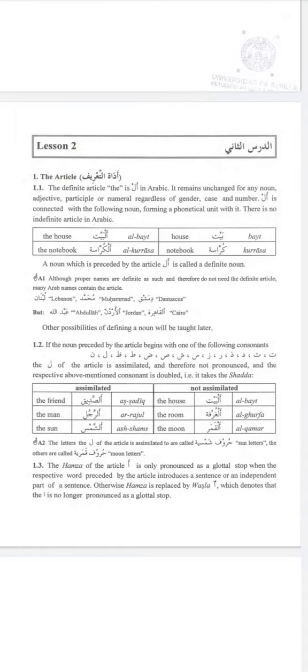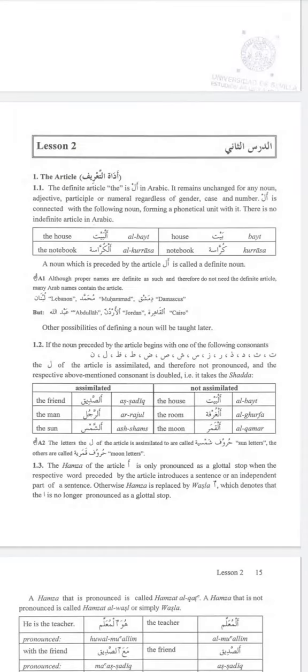So we are going to learn a bit of Arabic grammar today. You should open to page 29 of this particular book, where we have lesson 2, page 29 or 28. So that's where the lesson to be discussed is found, and the lesson to be discussed is Adatu Ta'rif.